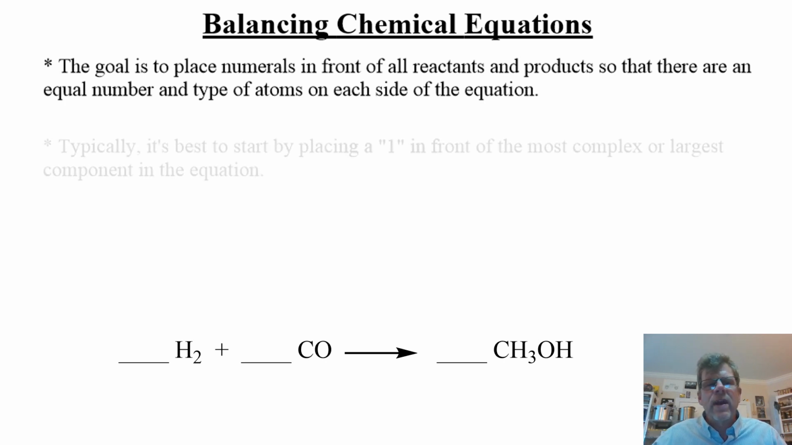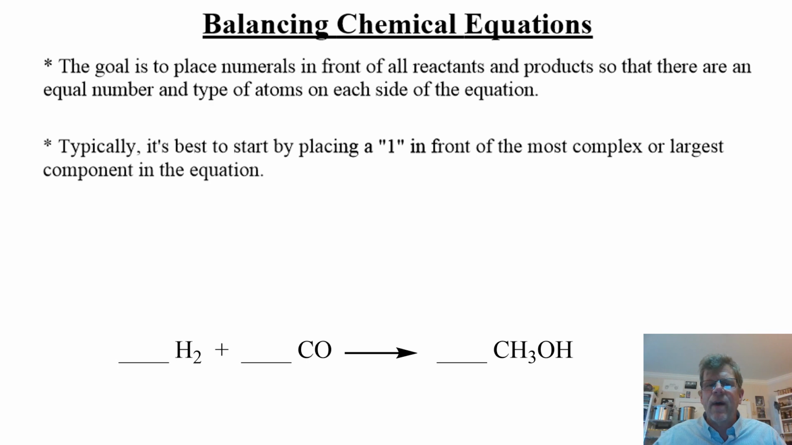Typically, it's best to place a 1, or an implied 1, in front of the most complex or largest component in the equation. In this case, that would be CH3OH. It's not always obvious. Sometimes there may be one or the other. It's okay. You could put a 1 in front of either of them. However, it may just take a little bit longer. You may be erasing and coming back and putting other numbers in there. But let's put a 1 by CH3OH. By doing that, we have made a statement.